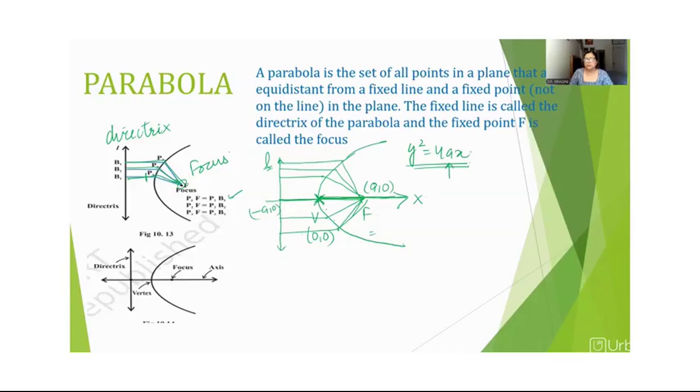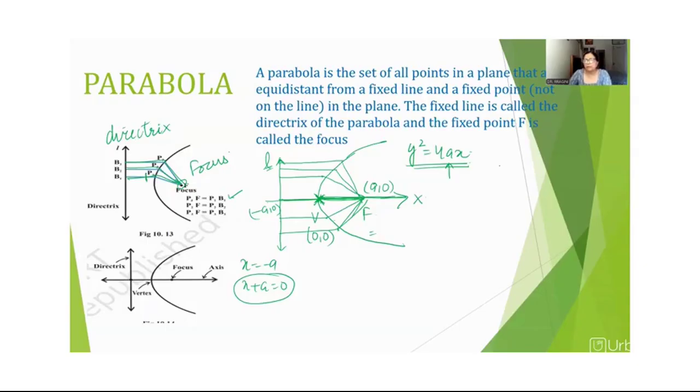This is the x-axis and this is the vertex. If we are a units to the right for the focus, then we are a units to the left for the directrix. The equation of the directrix is a line parallel to the y-axis. So x is equal to minus a, or x plus a is equal to 0, is the equation of the directrix. This is the equation of the parabola, right?